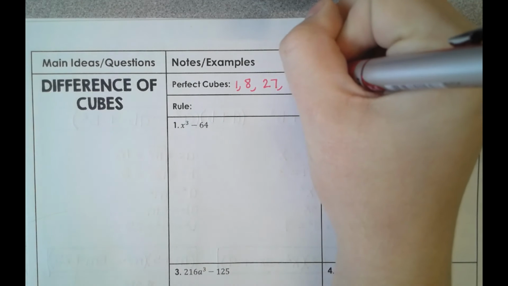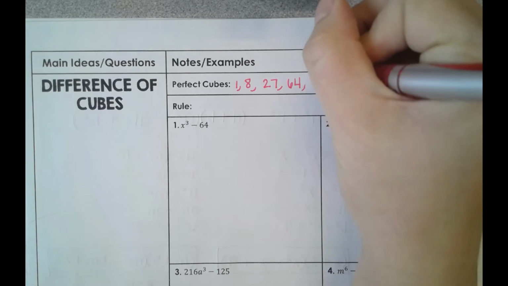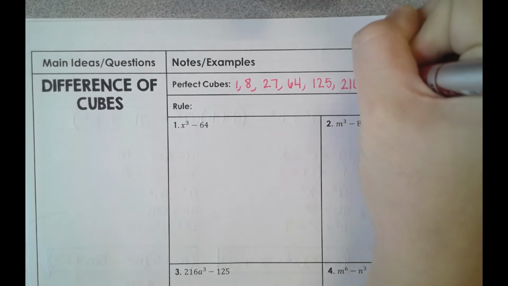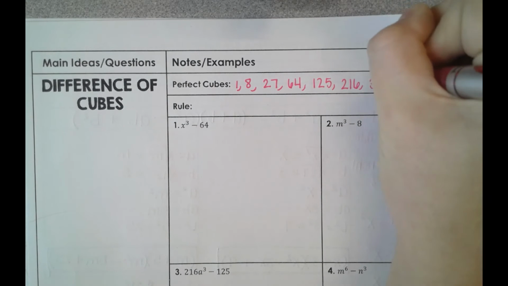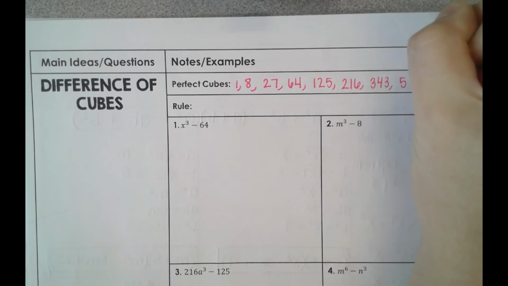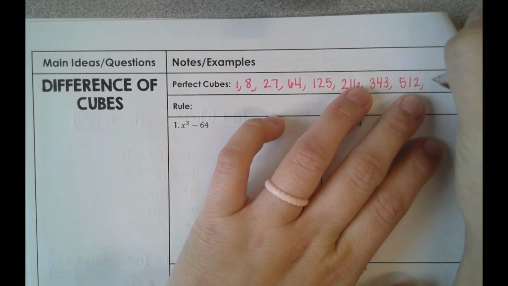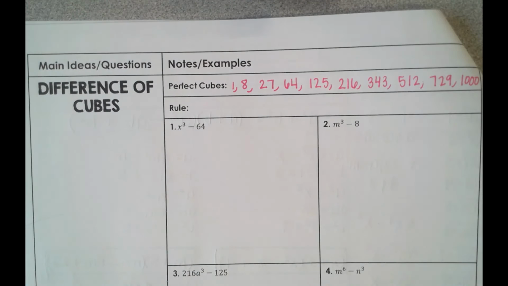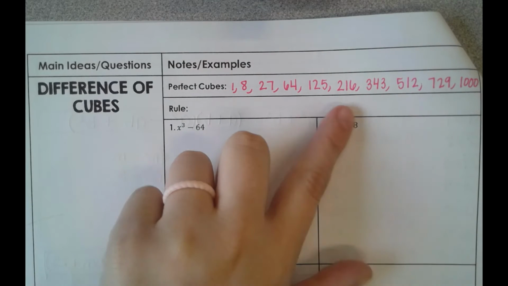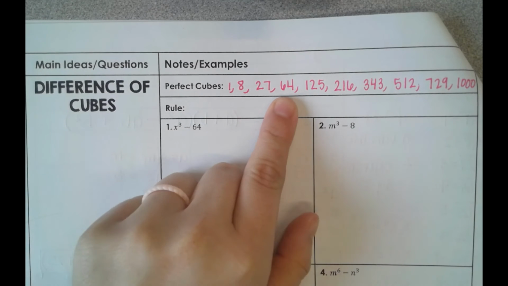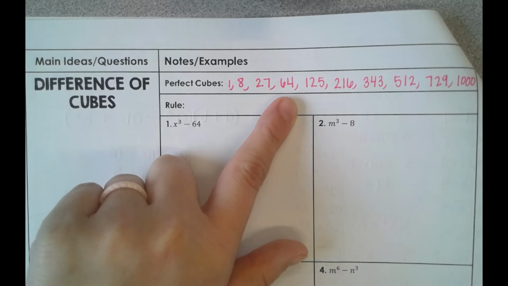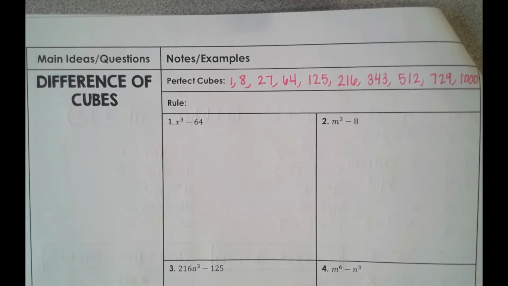And then if we continue, 64, 125, 216, 343, 512, 729, and 1000. So there's a few ways that you can figure out the cube roots. If it's one of these numbers, like if it's 64, well, if you count over 1, 2, 3, 4, 64 is the fourth number. So the cube root of 64 is 4.